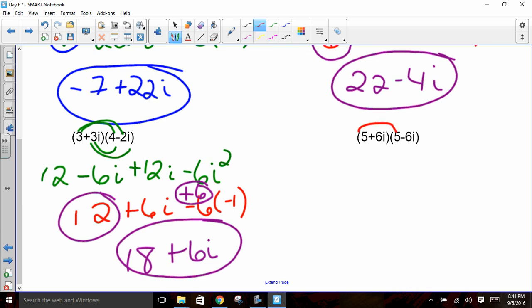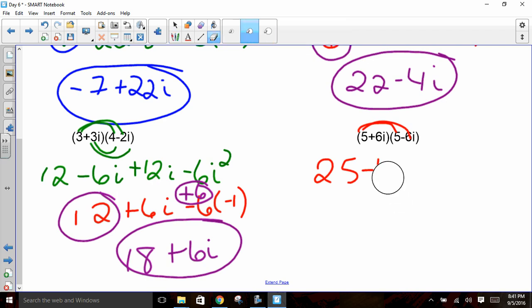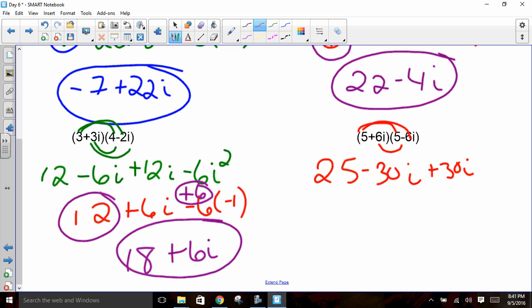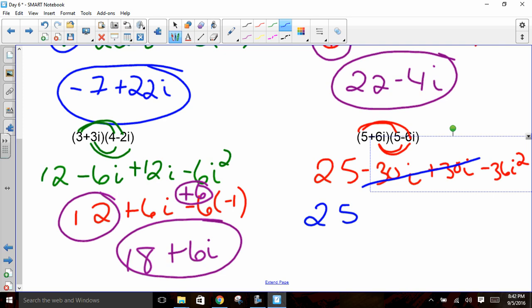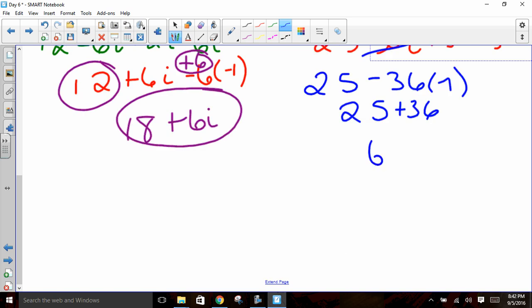This last one, 5 times 5 gives me 25. 5 times negative 6i is negative 30i. Then I get plus 30i because I get 6i times 5. And then I get 6i times negative 6i, which is negative 36i squared. So then I get 25. My i's actually cancel each other out here. And then I get negative 36 times negative 1. Well, that turns into 25 plus 36, which ends up giving me 61.